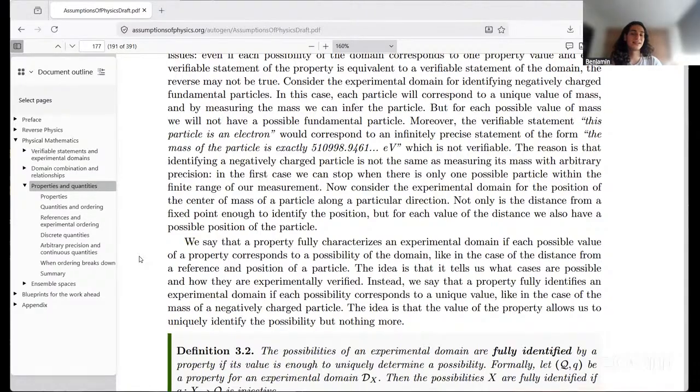The idea is that it tells us what cases are possible and how they are experimentally verified. Instead, we say that a property fully identifies an experimental domain if each possibility corresponds to a unique value, like in the case of a mass of a negatively charged particle. The idea is that the value of the property allows us to uniquely identify the possibility, but nothing more. Okay, is it clear the difference?